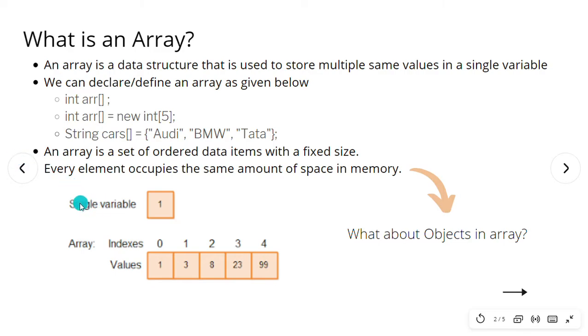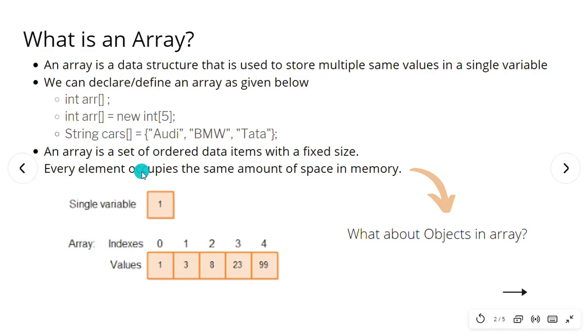Here I have given an example of a single variable versus arrays. This is a single variable bucket, string name equal to Pawan, so I can store only one value. Here I have taken an integer array, so in an array of integers I can store multiple integers.